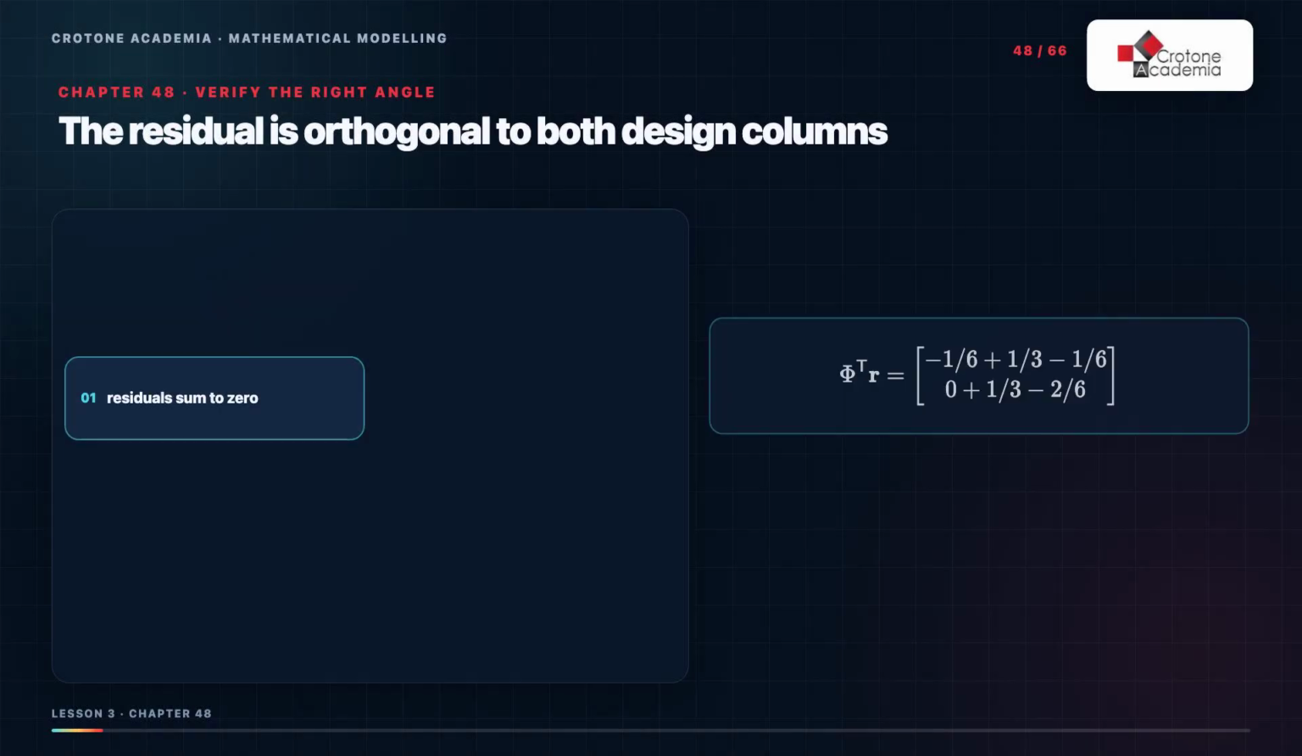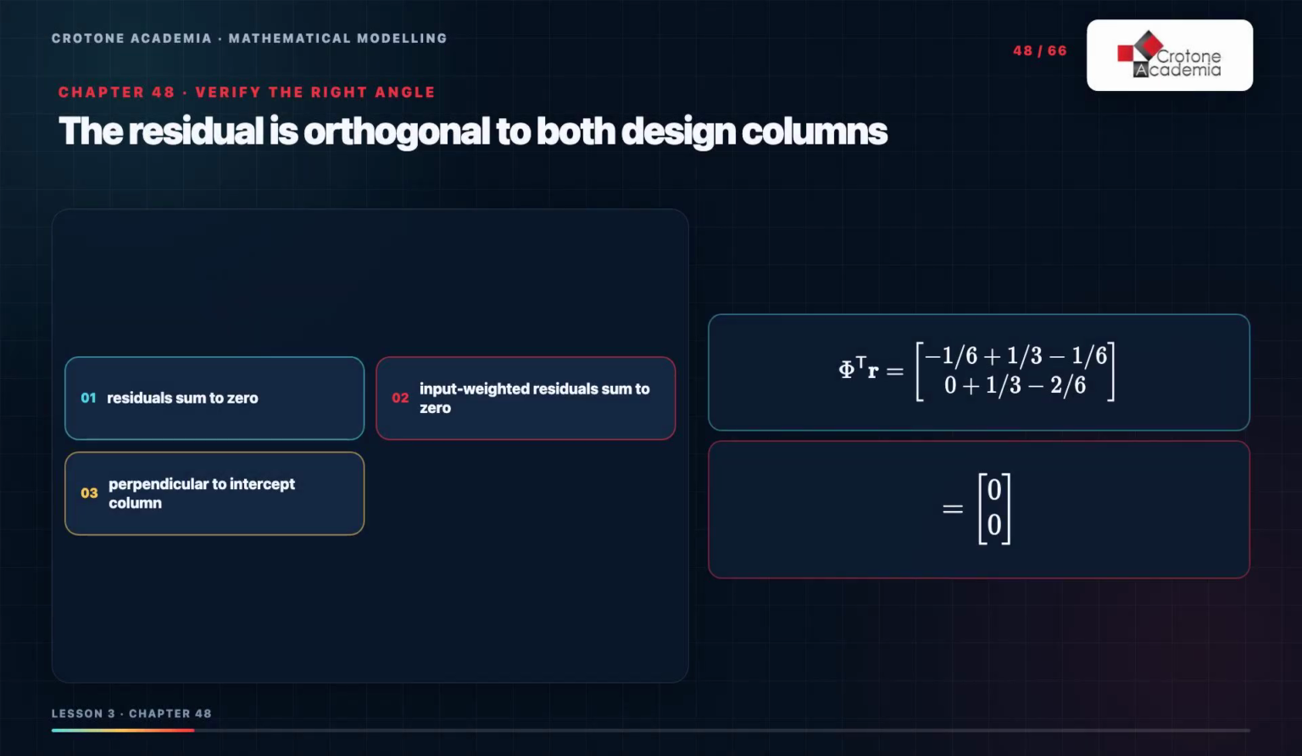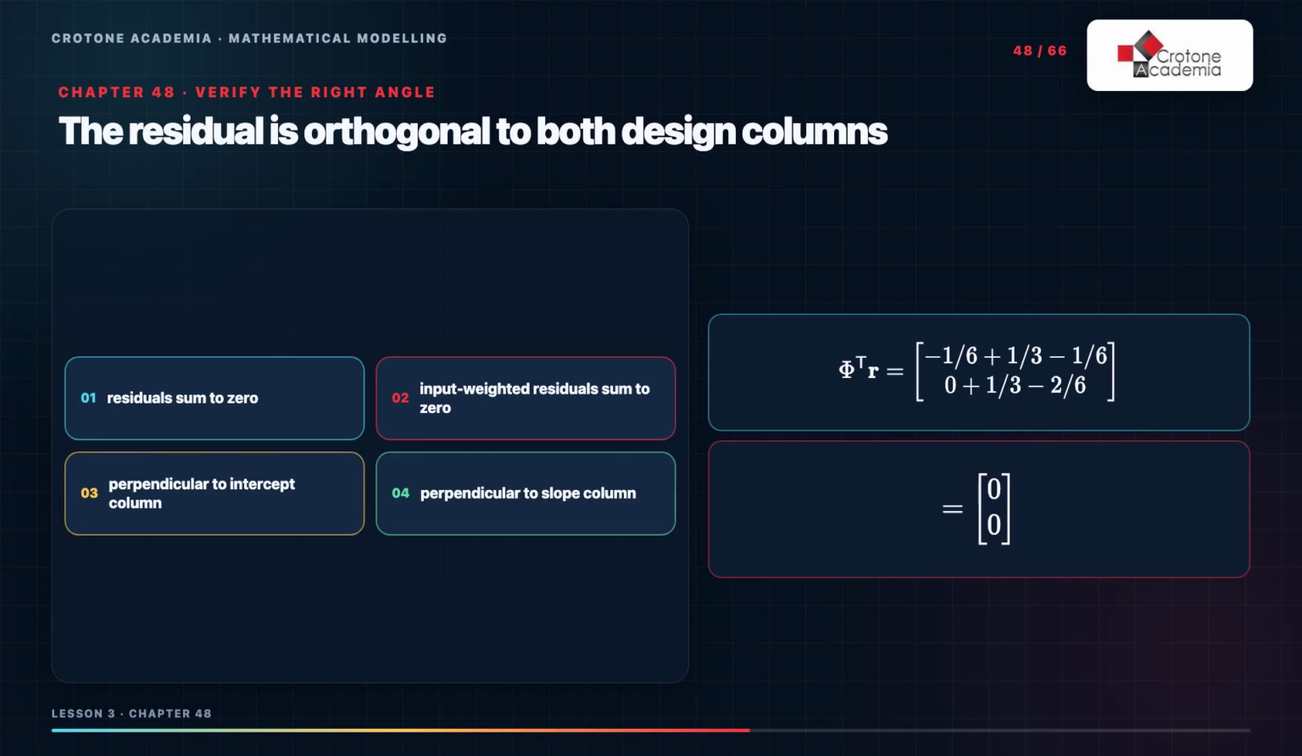Now perform the decisive check. Dot the residual with the intercept column. Negative 1/6 plus 1/3 minus 1/6 equals 0. Dot it with the slope column. 0 plus 1/3 minus 2/6 also equals 0. Phi transpose r is the 0 vector. The residual is perpendicular to both spanning columns, confirming that the fitted vector is the orthogonal projection of y onto col phi.